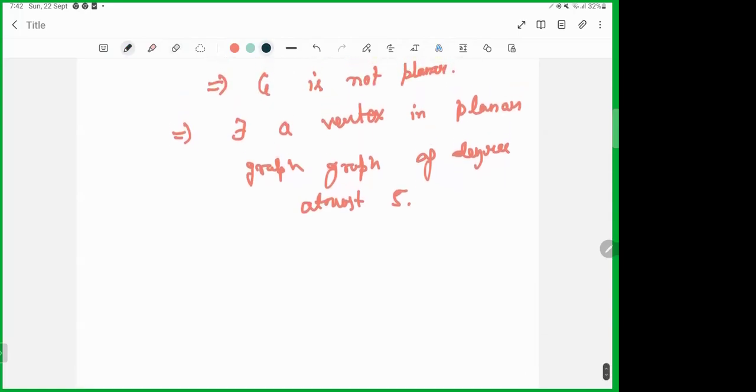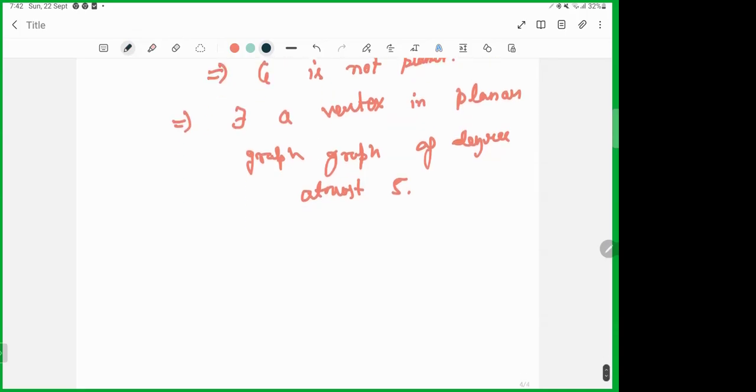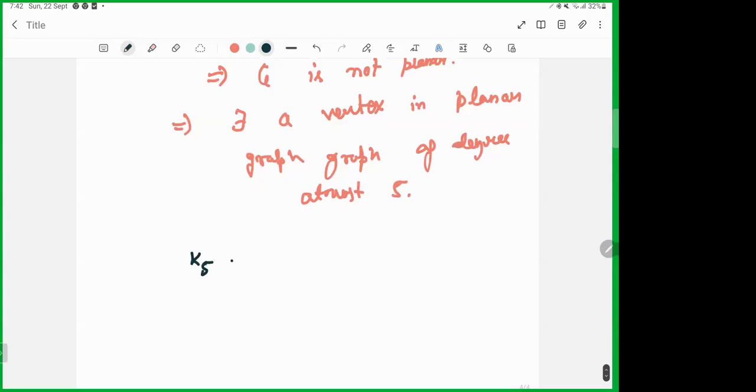Is there a relation with Kuratowski's theorem with K3,3? For the non-planar graphs in Kuratowski's theorem, if there's a subdivision of K5 or K3,3, then it's not planar. Yes, for non-planar, we'll see. What graph do we see? K5 is not planar, right?